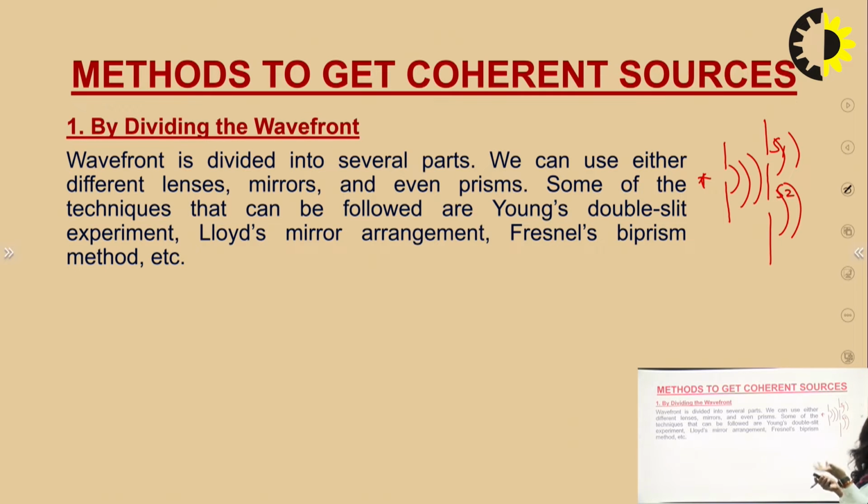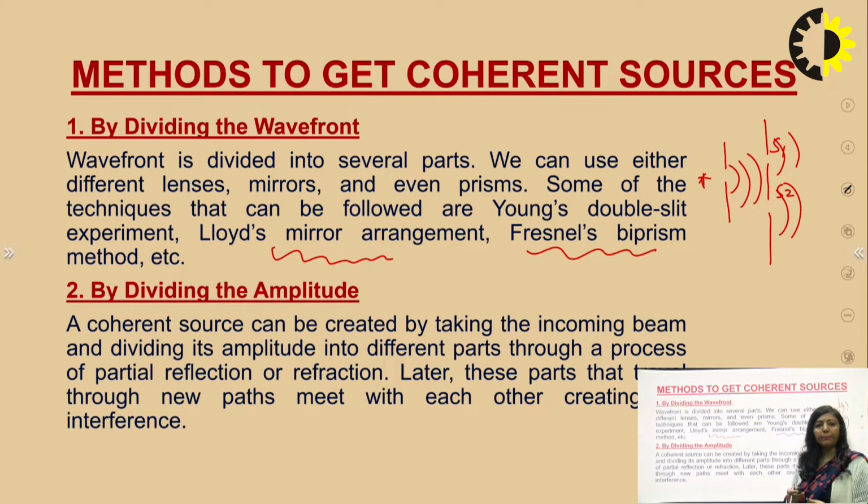Examples of division of wavefront also include Lloyd's mirror method, where by the division of wavefront we can get two coherent sources. Another is the Fresnel biprism experiment, where two acute angle prisms are joined together, and you get two virtual coherent sources by the division of wavefront. So division of wavefront is one method to get coherent light by dividing a single source into two parts. Another method is division of amplitude.